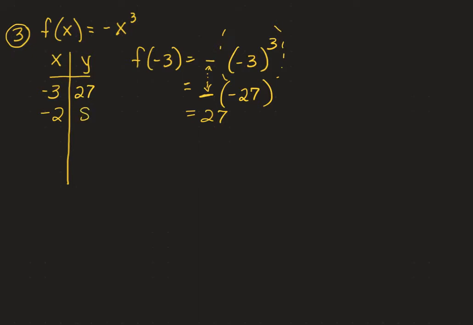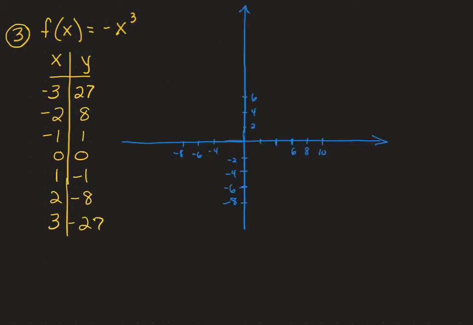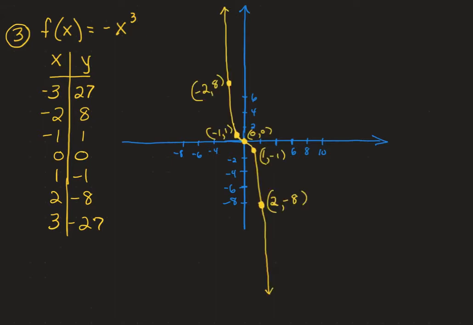Negative 2 returns the value of positive 8. Negative 1 returns positive 1. 0 returns 0. 1 returns negative 1. 2, negative 8. 3, negative 27. To make this graph a little easier to read, I have only marked every other value, so it's going by 2s: 2, 4, 6, 8, and even marking my units in 2s. This graph is already stretched off of the page.